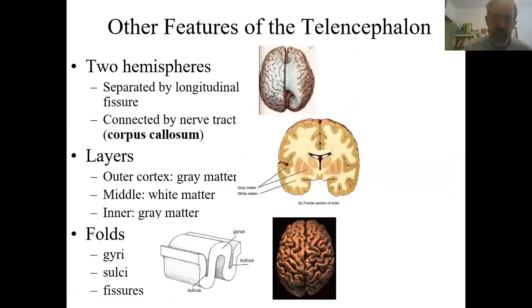So what are some other features of the telencephalon? The telencephalon is divided up, as you know, into two hemispheres. Down the middle of the two hemispheres is a fissure, the longitudinal fissure, which runs the same route as the sagittal suture of the skull. There it is right there. Even though this divides the two hemispheres, it's not completely divided. There's actually a neural connection, these cables that are known as the corpus callosum.